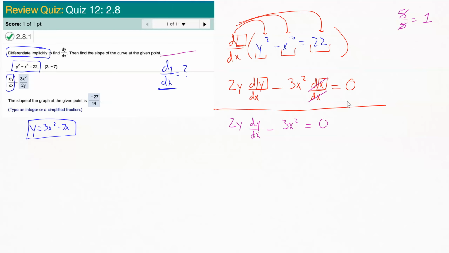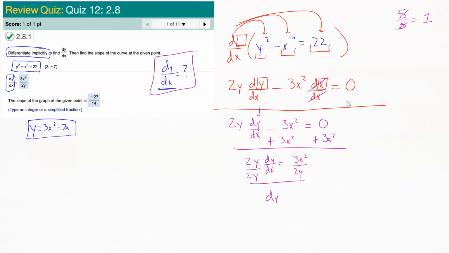So remember that what we're trying to do on this is get dy dx. We're trying to find that. So we just treat dy dx like any other variable right here and solve for it, meaning get it alone on one side of the equals. So I'm going to start by moving the 3x squared over to the other side. So I add 3x squared. That's going to get me 2y dy dx equals 3x squared. Since all these things are being multiplied on the left side, I can just go ahead and divide both sides by 2y. And I get out of there that dy dx equals 3x squared over 2y.